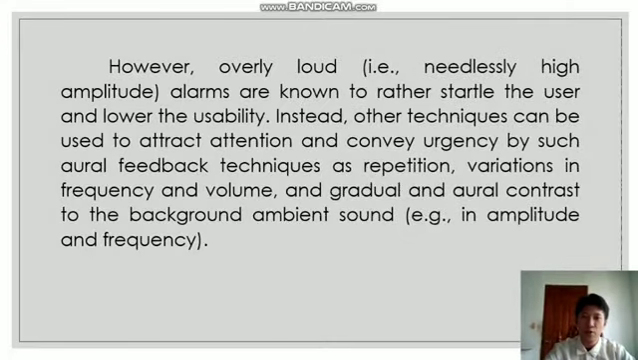However, overly loud, for example needlessly high amplitude alarms, are known to startle the user and lower the usability. Instead, techniques can be used to attract attention and convey urgency by such oral feedback techniques as repetition, variation in frequency and volume, and gradual aural contrast to the background ambient sound. Examples are variations in amplitude and frequency.